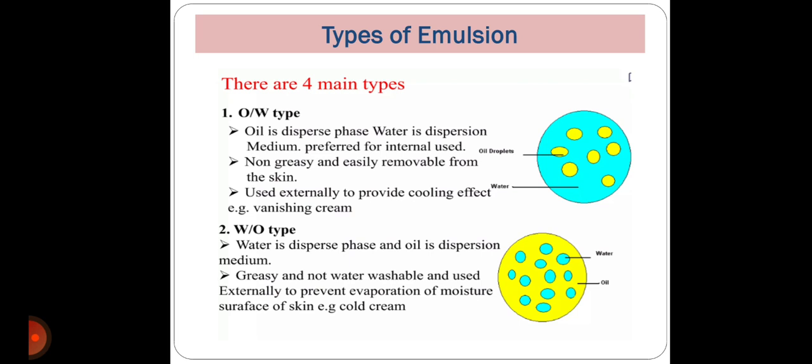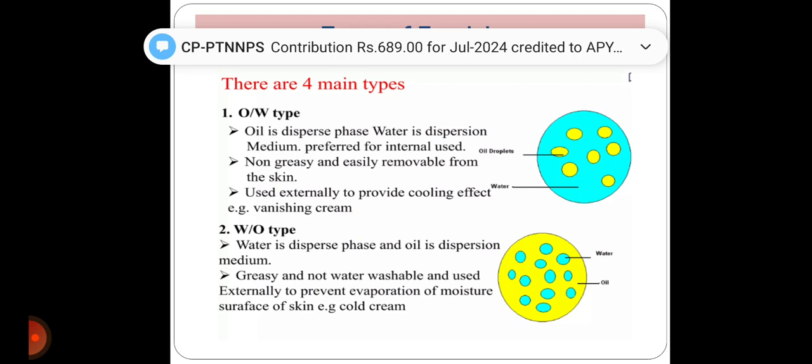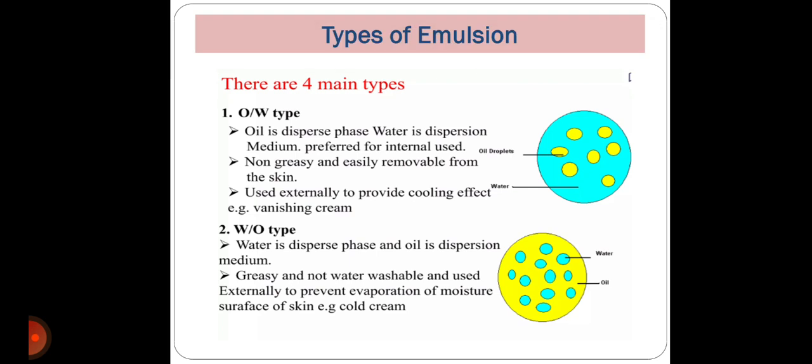Second one is the water in oil type, that is water is the disperse phase and oil is the dispersion medium. Water will be present in less amount and oil will be present in larger amount. Like the blue dots shown in the picture represent water globules, while the yellow background represents the dispersion medium of oil. Greasy and non-washable, and used externally to prevent evaporation of moisture from the surface of skin, like cold cream.